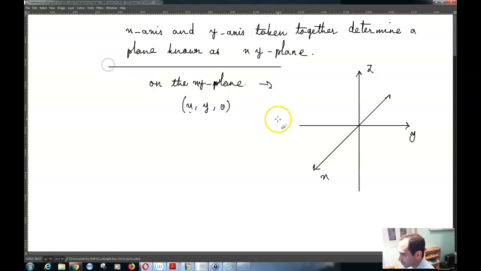And the coordinate planes divide the space into 8 octants. And this is question number 4: xy plane, x, y, 0, and 8 octants. Okay, so here we have no problems.